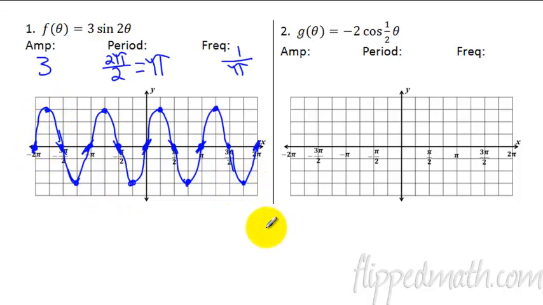Okay, there we go. So now we've got several cycles on here, and you can see the period is only pi. So every pi, it's repeating a full cycle. All right, let's try another one.